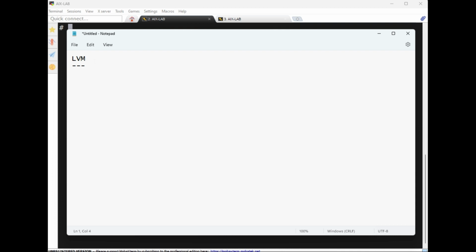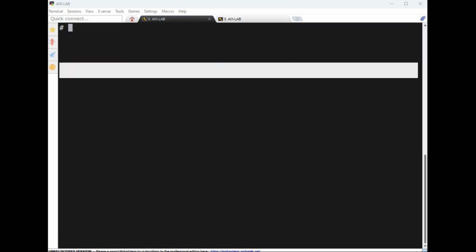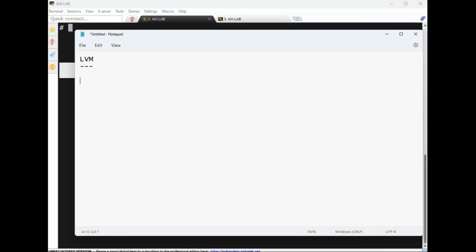After LVM, we can increase the file system and reduce the file system. We can manage anything. Key points to remember here are physical volume, volume group, logical volume, physical partition, and logical partitions.